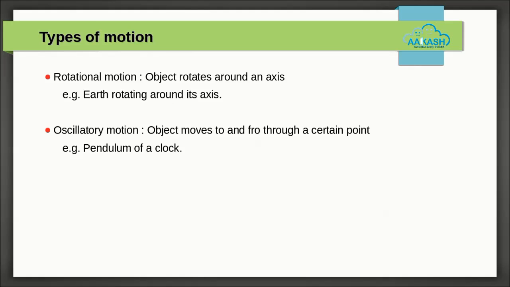Rotational motion. When an object rotates around its axis, it is called rotational motion. For example, Earth rotating around its axis. Oscillatory motion. When an object moves to and fro through a certain point, it is known as oscillatory motion. For example, pendulum of a clock.